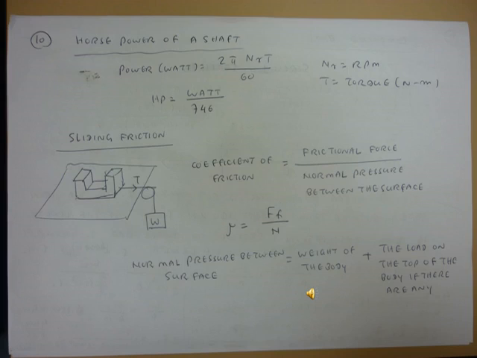The next equation is for sliding friction. The coefficient of friction can be calculated as the frictional force divided by the normal pressure between the surfaces. The frictional force is F and the normal pressure between the surfaces is N. So the coefficient of friction mu equals F over N. The normal pressure between the surfaces is the weight of the body plus the load on top of the body, if there is any. So this is the equation for the normal pressure between the surfaces.